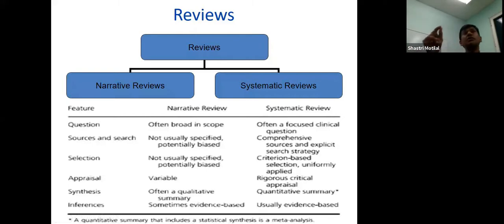So I can ask a question about the treatment of viral warts, and I can ask, in adults with viral warts, does salicylic acid compared to placebo lead to cure? And that's more specific. So systematic reviews often focus on a specific PICO question.